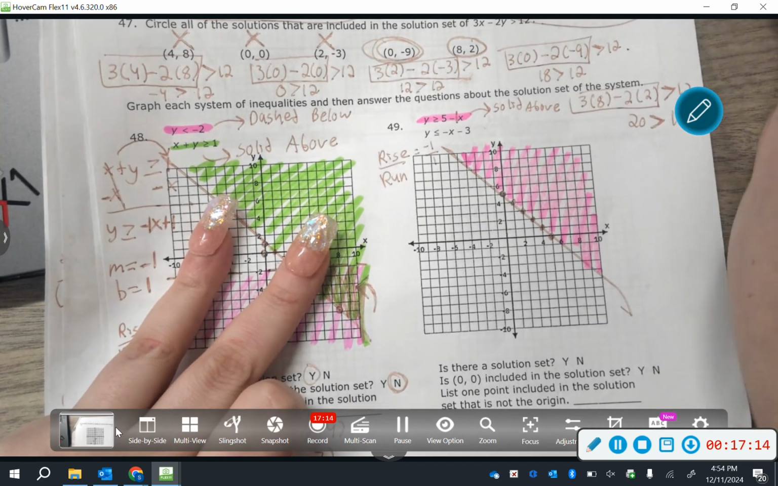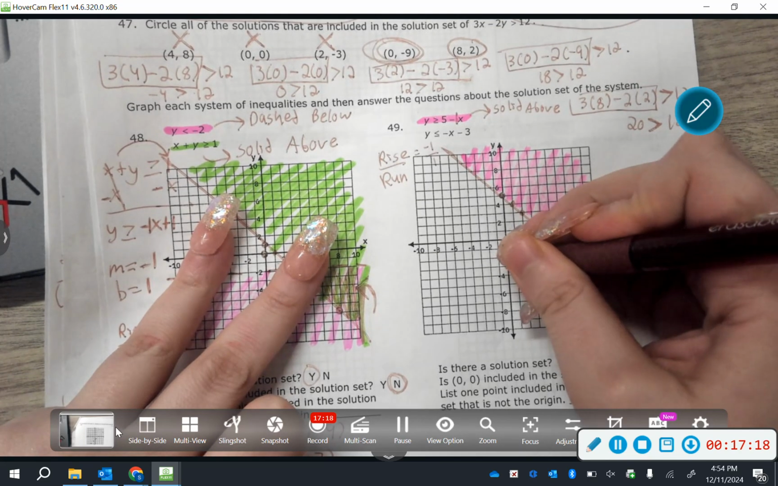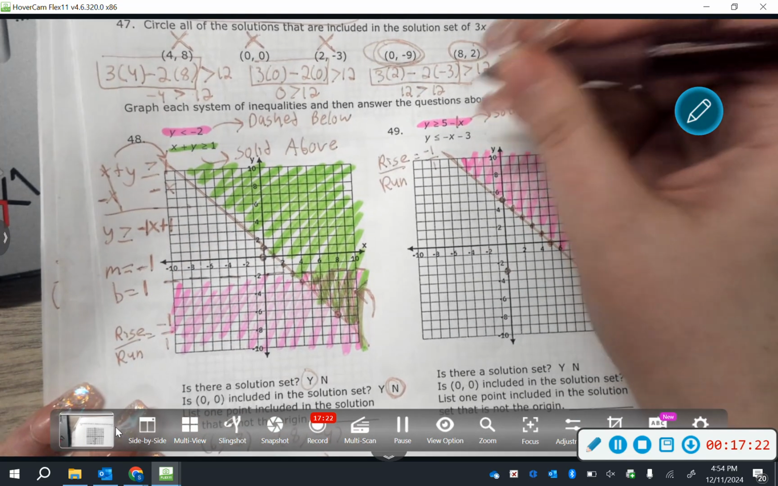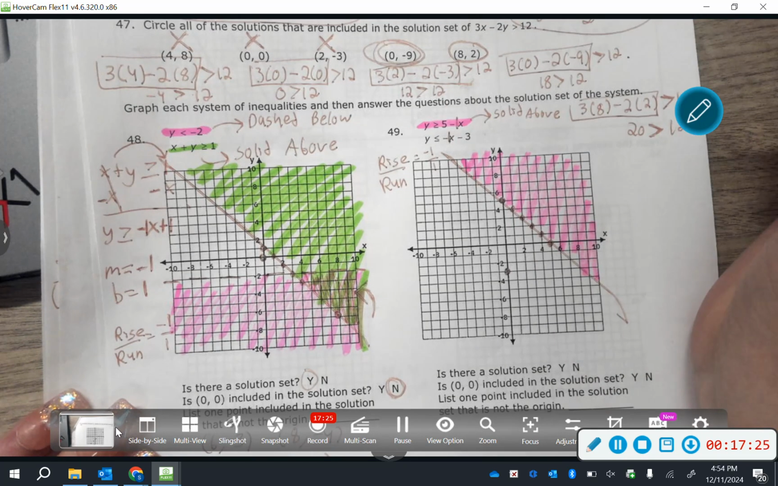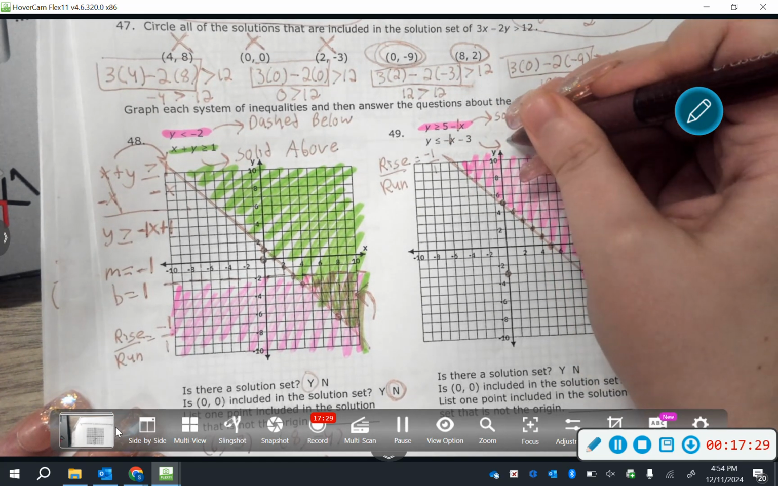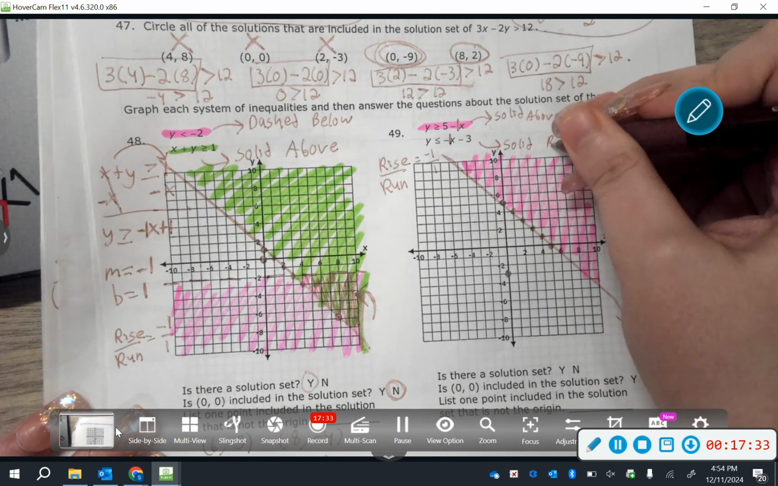Here's what we know about the next one. Next one, we know we have a y-intercept at -3. Bam. Just put my point on -3. If there's no number in front of my x, there's an invisible 1 there, so it's -1. We know that this is going to be a solid line because it has or equal to, and if it's less than, it is shaded below.